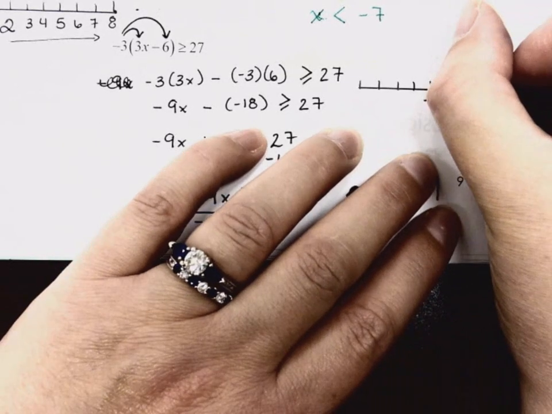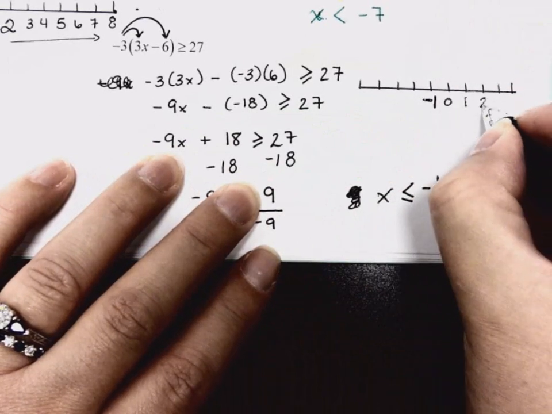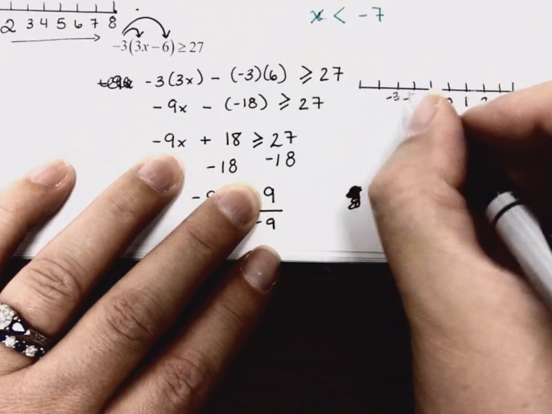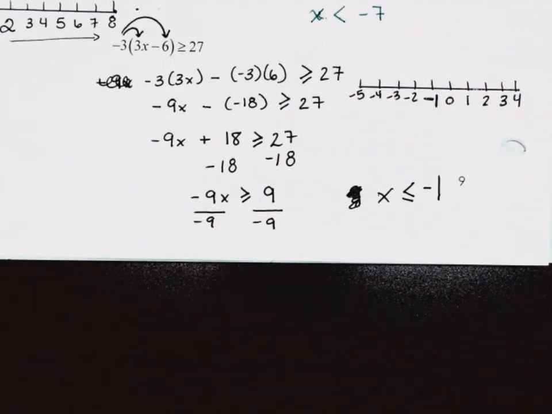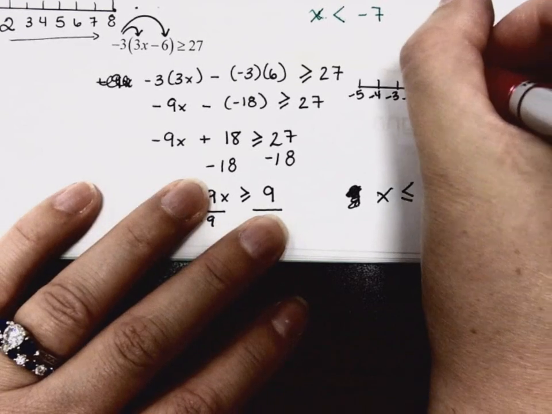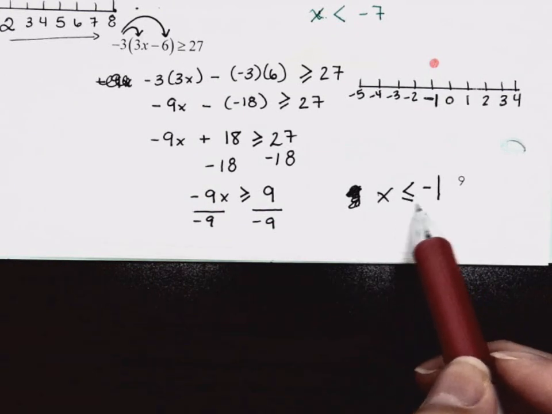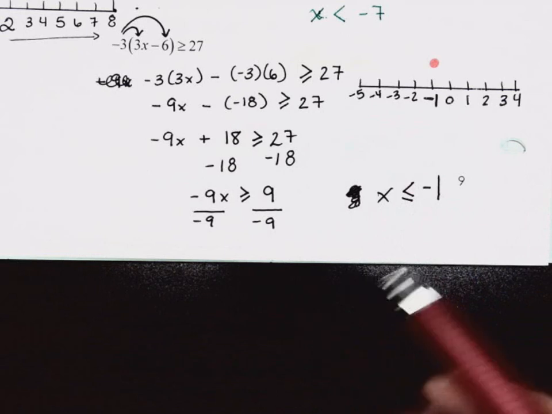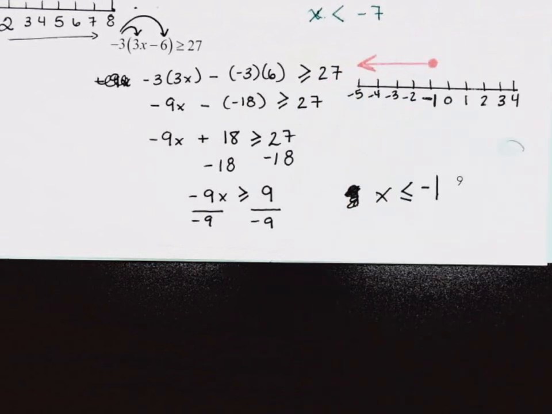My boundary is -1. Values greater than -1 would be 0, 1, 2, 3, 4. Values less than are going to be -2, -3, -4, -5. Open or closed circle? Closed. So we got a closed circle at -1. And this says x is less than or equal to -1. So are my values going right or left? Left. Did you guys notice that on this page, all of our values are going left? Interesting.